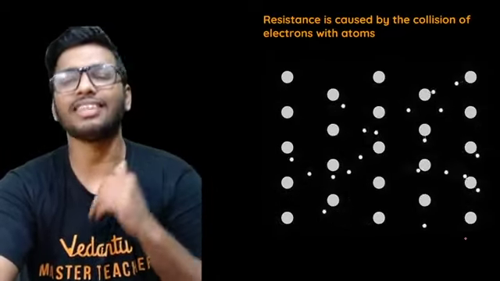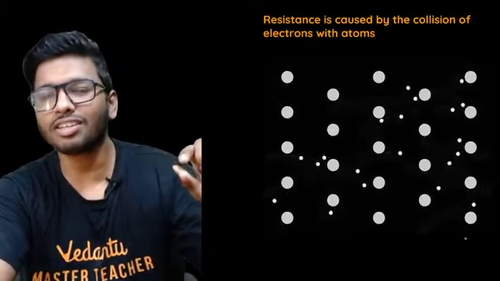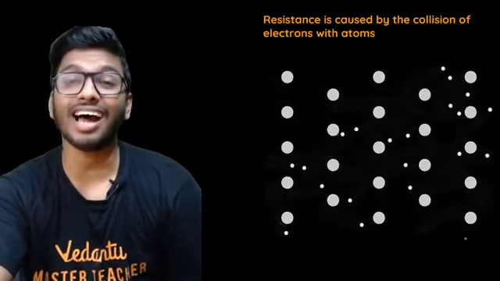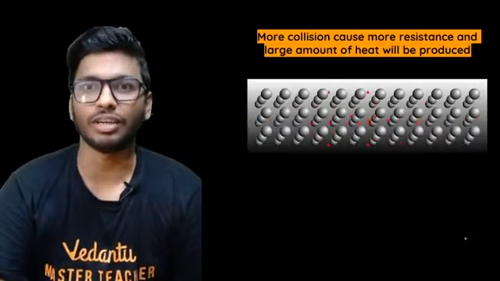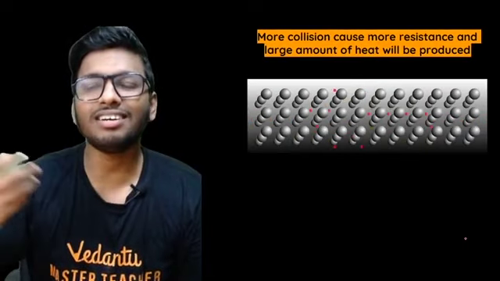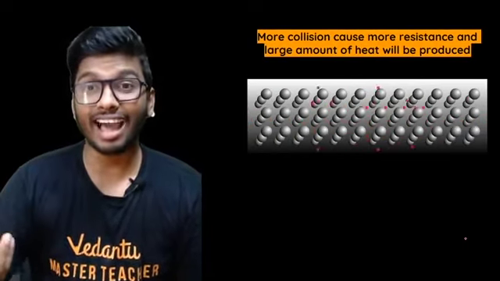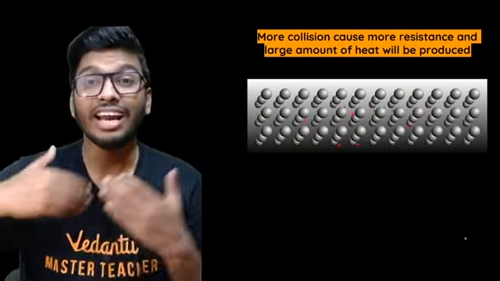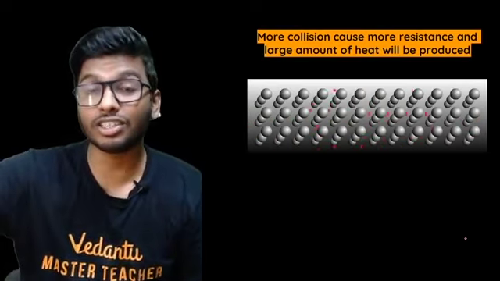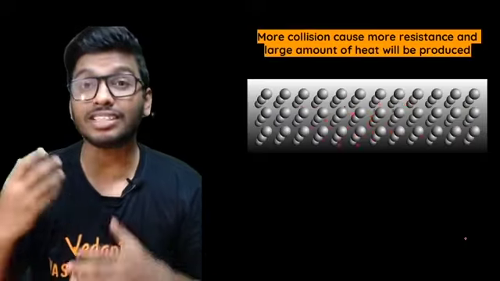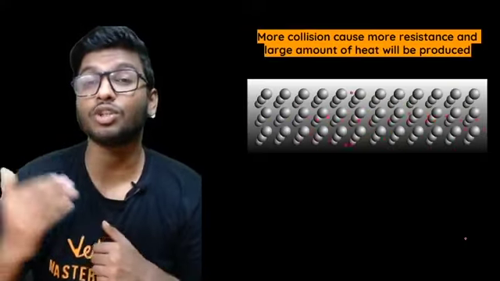Now, here's the thing, guys. When these charges are flowing and they collide with the other atoms, they are losing energy. That loss of energy is basically in the form of heat. Whatever energy they have, they are losing it in the form of heat. It is getting converted to heat energy. That's how they are losing that energy, and that's how they are slowing down.